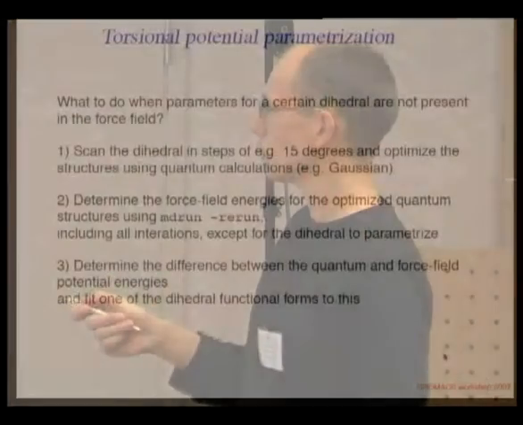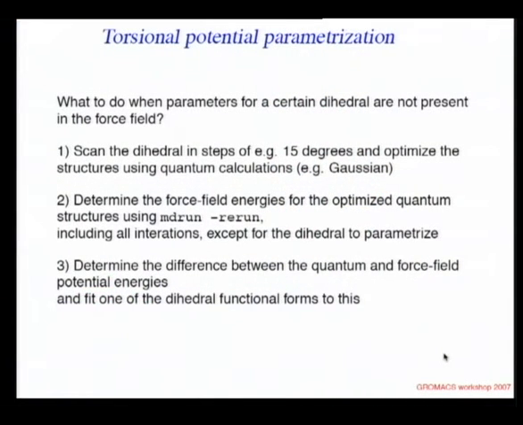So if you need to parameterize something like this, what do you do? So you can do a quantum calculation, for instance with Gaussian. There's a functionality in there to scan the dihedral. So you put in a small fragment of your molecule where the dihedral is in there. Then you can scan the dihedral in steps of, for instance, 15 degrees. You can turn it around, optimize all the structures, you get out the energies. Then you can put these structures into Gromacs using the rerun option of mdrun, which we'll see later on. Then you can get out the force field energies of the system.